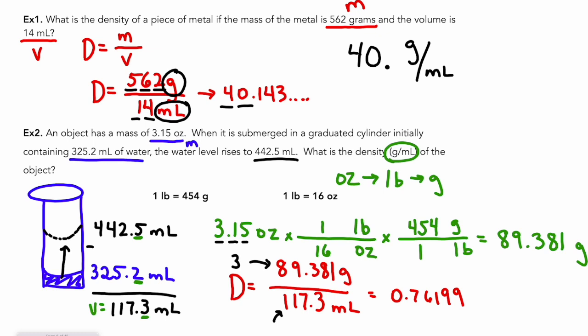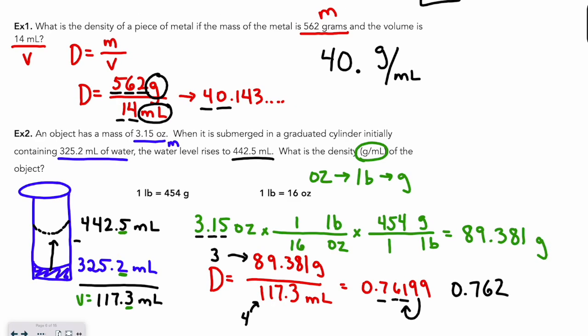So 117.3 has 4 sig figs. So my final answer, because I'm dividing, should be based on the fewest number of sig figs. Well, 3 sig figs is the fewest number of significant figures. So 1, 2, 3. My final answer is 0.762. And my units, I have grams divided by milliliters. And that's my answer. All right, so it does get a little bit tricky as far as rounding is concerned.